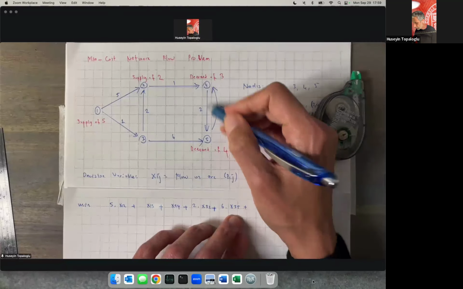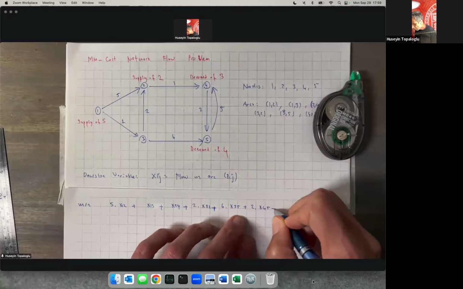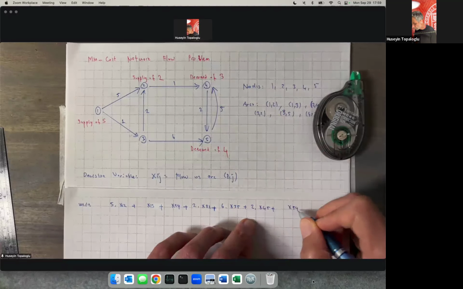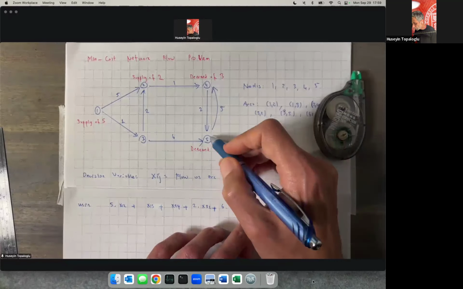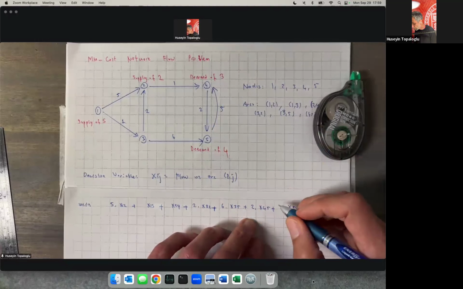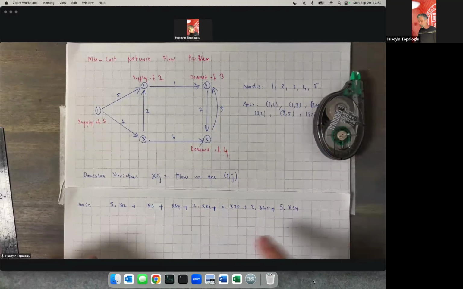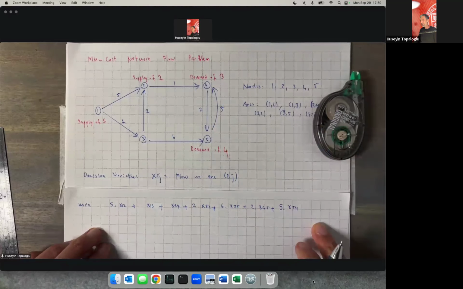For each unit of flow on the arc that goes from node 4 to node 5, the cost is 2. And lastly, X54 is the amount of flow on the arc that goes from node 5 to node 4, and for each unit of flow on that arc, X54, we're going to incur a cost of 5. So this is the total cost of the shipments that we make.